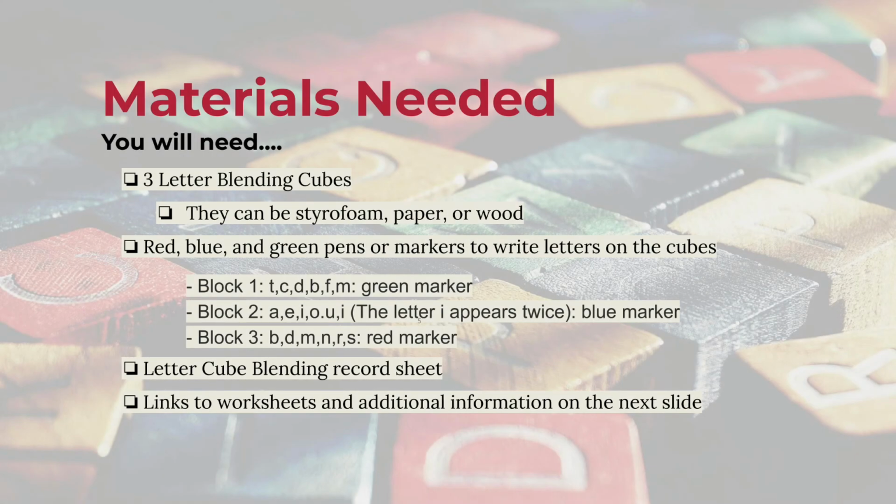Here's what you'll need to implement this intervention. 3 letter blending cubes. They can be made out of styrofoam, paper, or wood. You'll need red, blue, and green pens or markers to write letters on the cubes. For block 1, you'll have consonants in green marker. For block 2, vowels in blue marker. For block 3, more consonants in a red marker. You'll also need a letter cube blending record sheet to write down the words that are made. And lastly, you can find links to worksheets and additional information on the next slide.